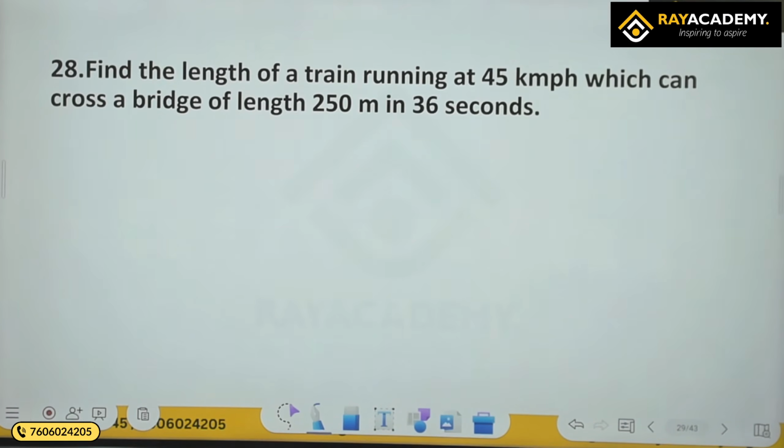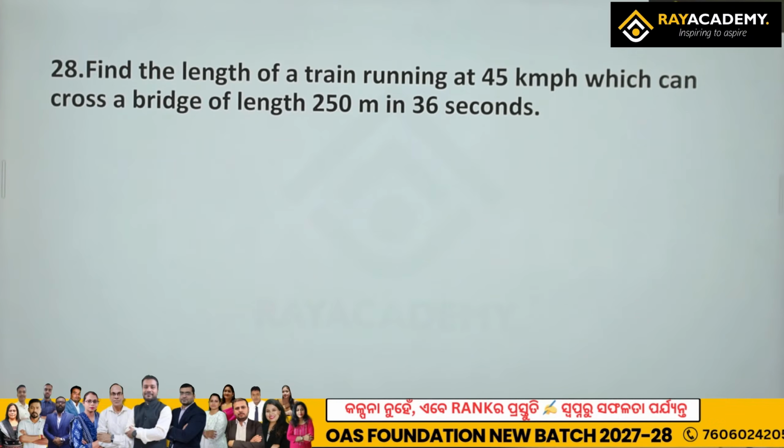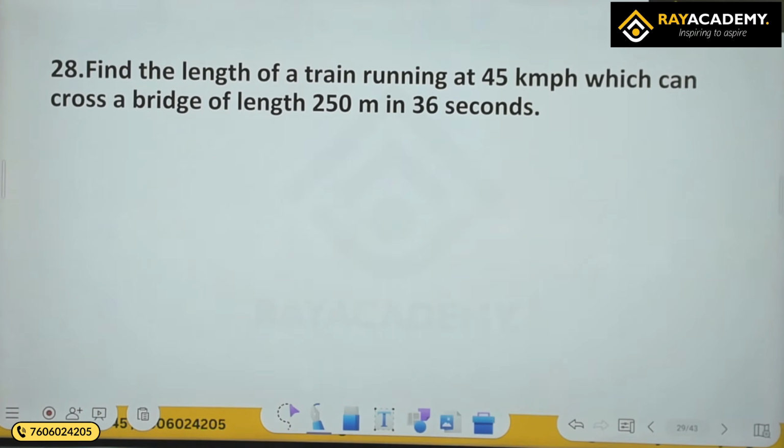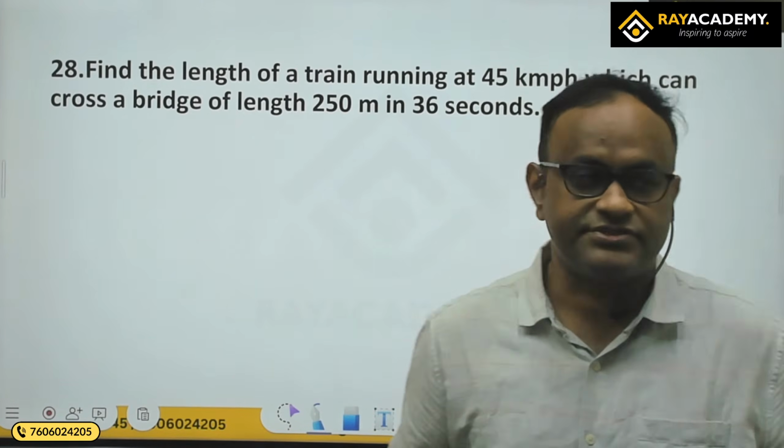First thing, speed and distance should have the same unit. The speed is 45 km per hour, but the distance is given in meter and the time in seconds. So it is better to convert speed into meter per second first. This is the first job.